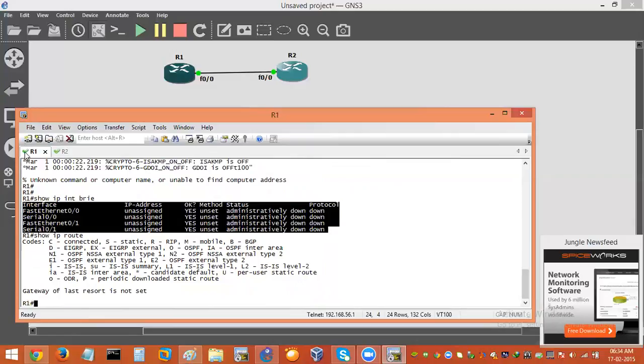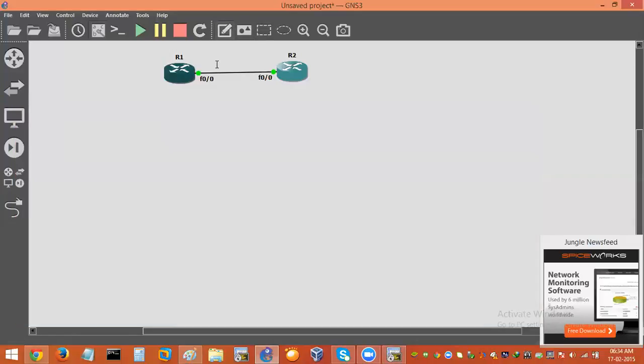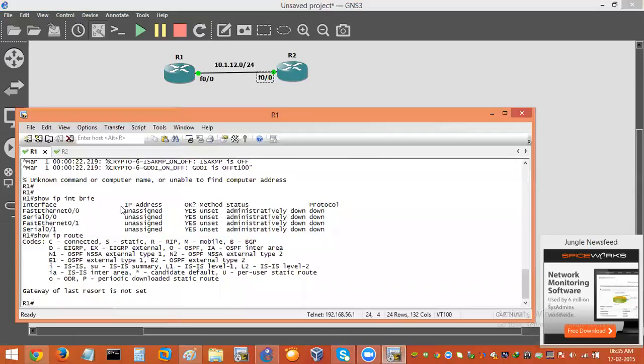So I'll quickly assign the IP addresses. I'm going to take a subnet between R1 and R2, which is going to be 10.1.12.0/24. This will be the subnet between R1 and R2. So 10.1.12.1 I'm going to put on R1's F0/0 interface, and 10.1.12.2 I'm going to put on R2's F0/0. So I'll quickly put the IP addresses.